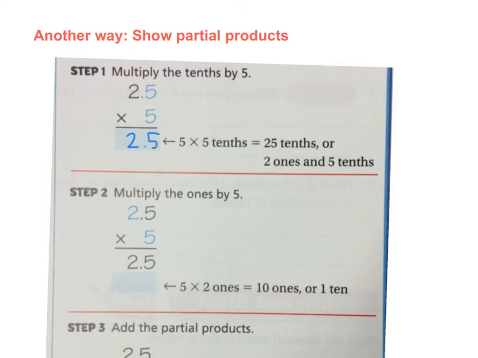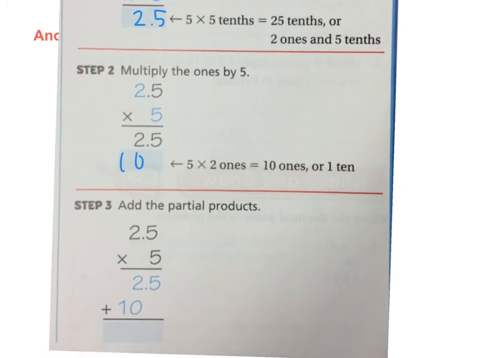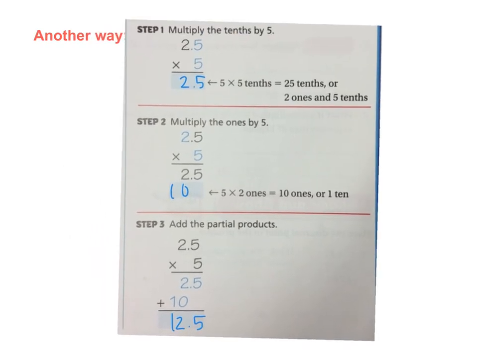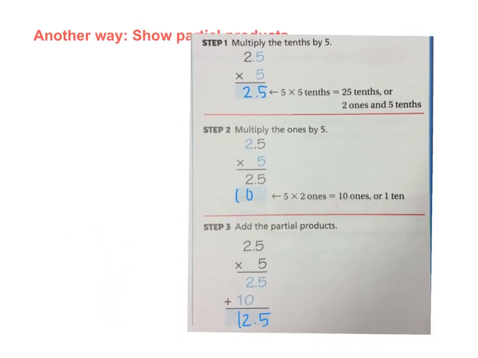Then we multiply the ones. First we multiplied the tenths place, and now we're ready to multiply the ones place. What's 5 times 2? 10. And then we add the partial products together. 10 plus 2.5 is 12 and 5 tenths.